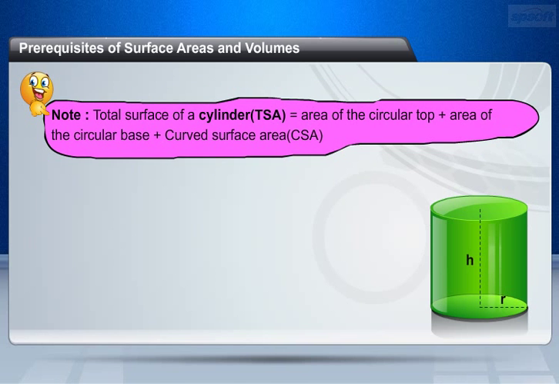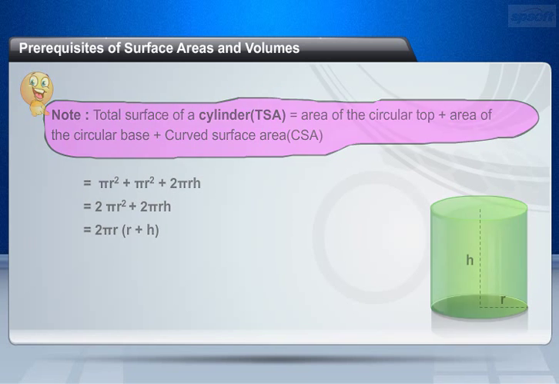Note, total surface area of a cylinder, TSA, is equal to area of the circular top, plus area of the circular base, plus curved surface area, CSA. This is equal to pi r square plus pi r square plus 2 pi r h, which is equal to 2 pi r square plus 2 pi r h. This is equal to 2 pi r into r plus h.